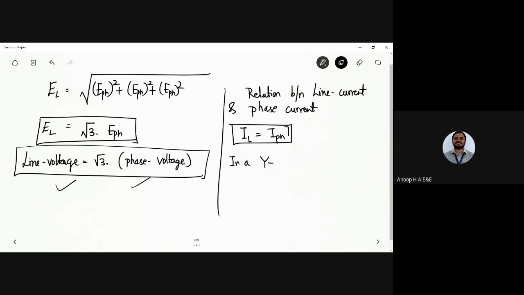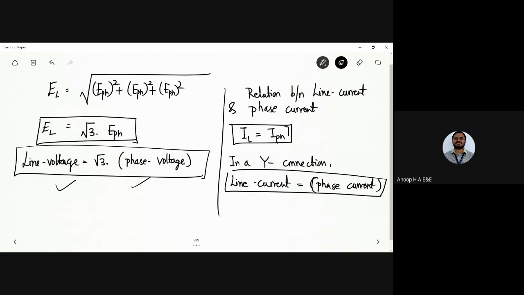In a star connection, line current equals phase current. Line current will be equal to phase current. That is how you can have the derivation done.